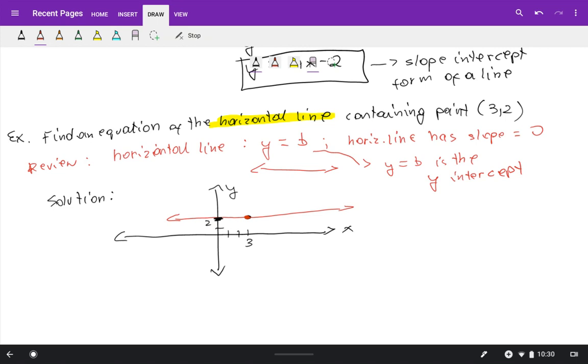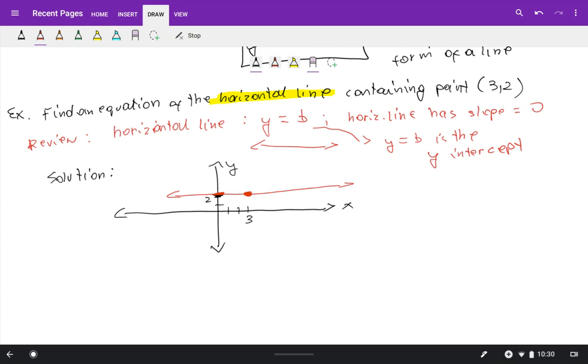So I have a point (3, 2) right here, and to draw the horizontal line, you just need to draw the horizontal line which goes through that point, and of course intersects the y-axis at y equals 2. That's it. We don't need to use any formula for that.